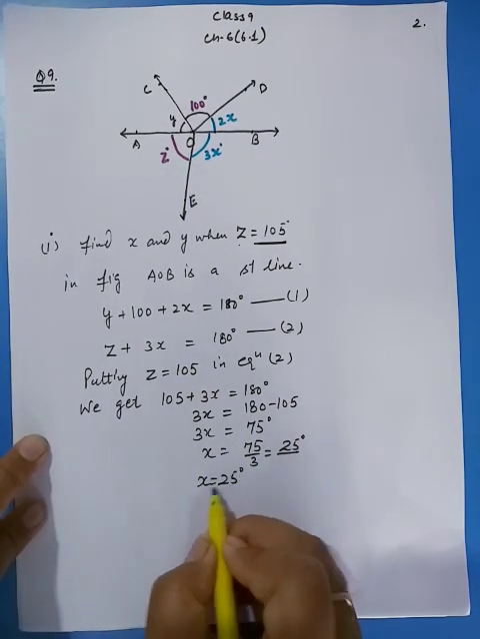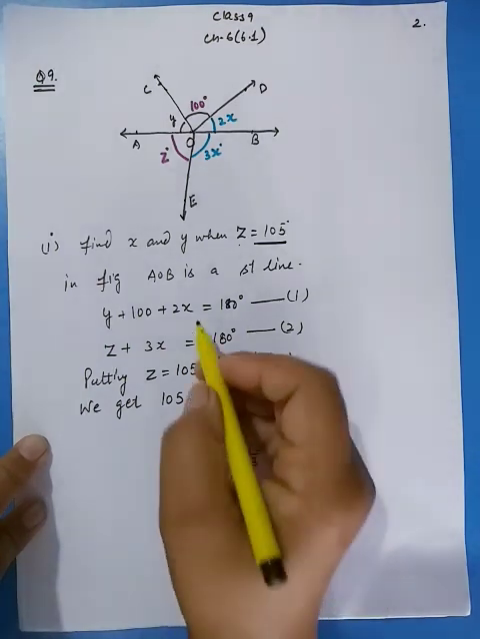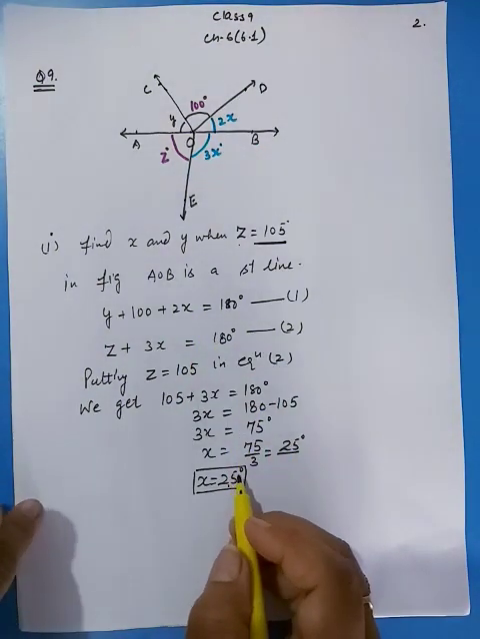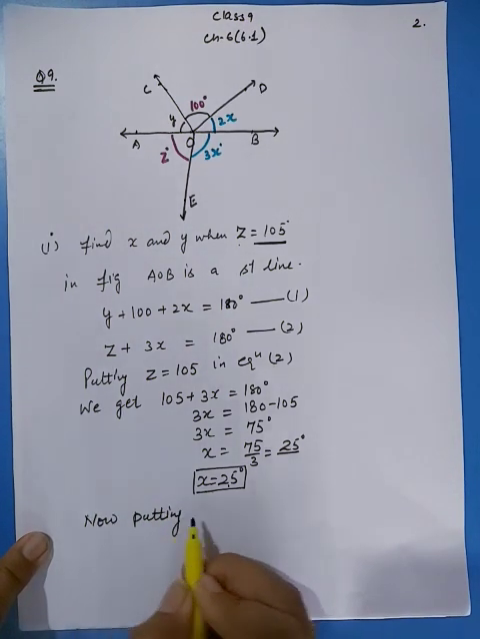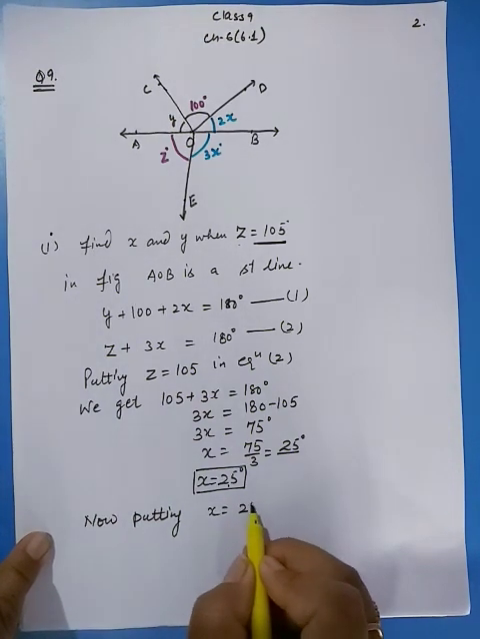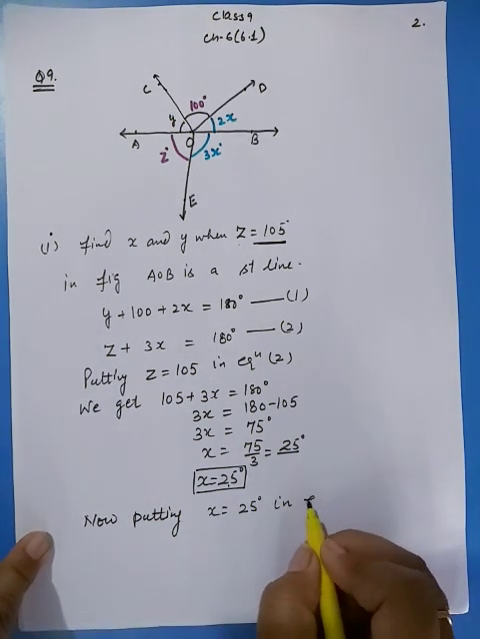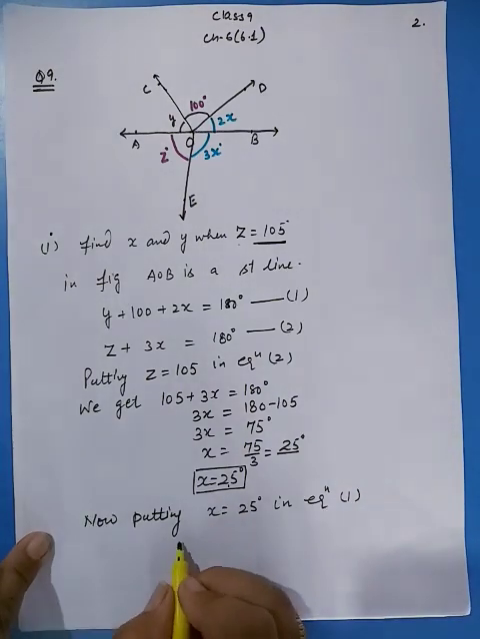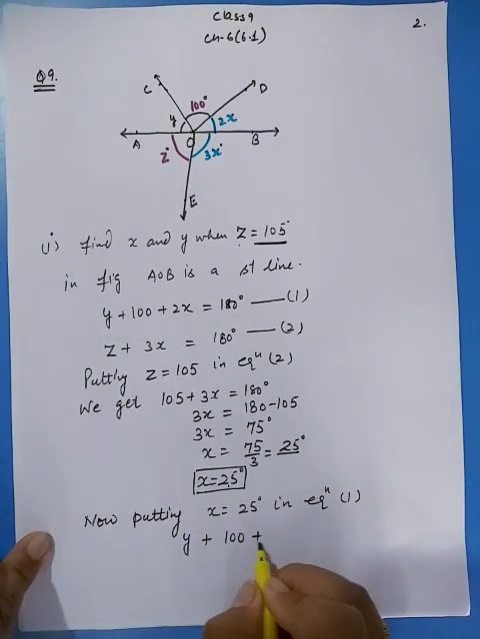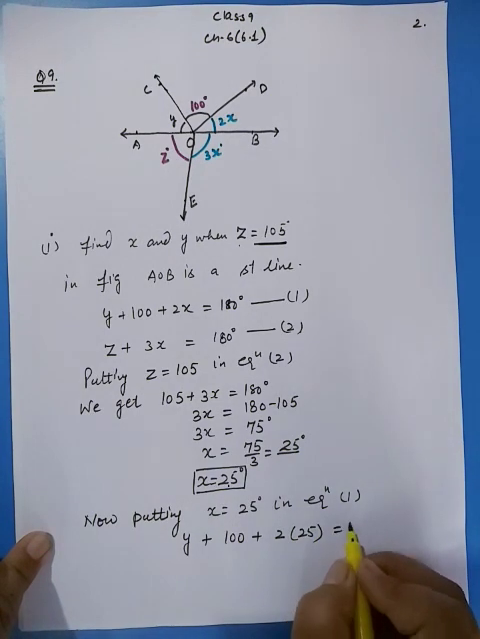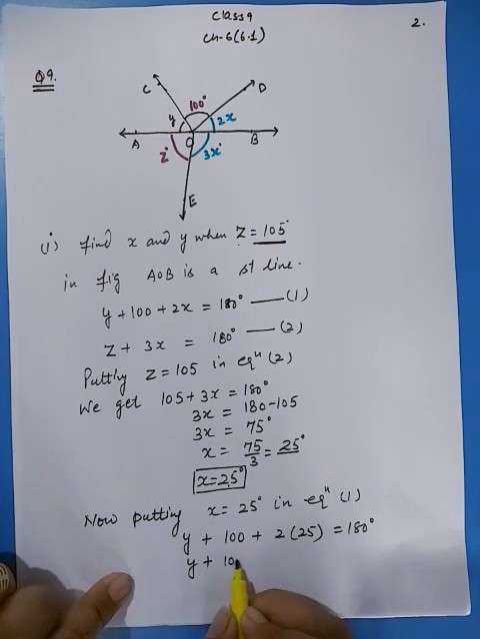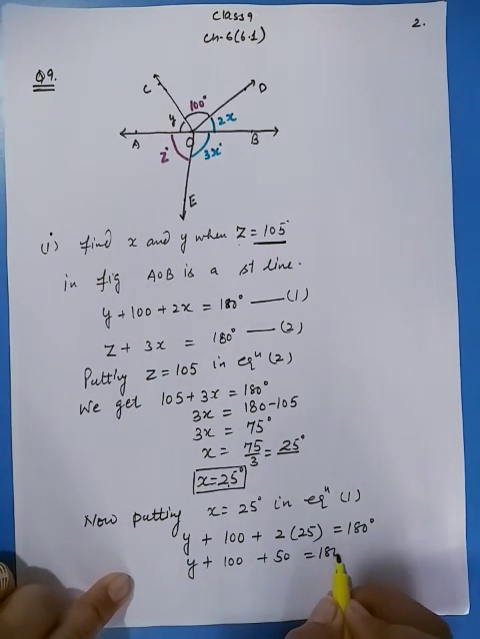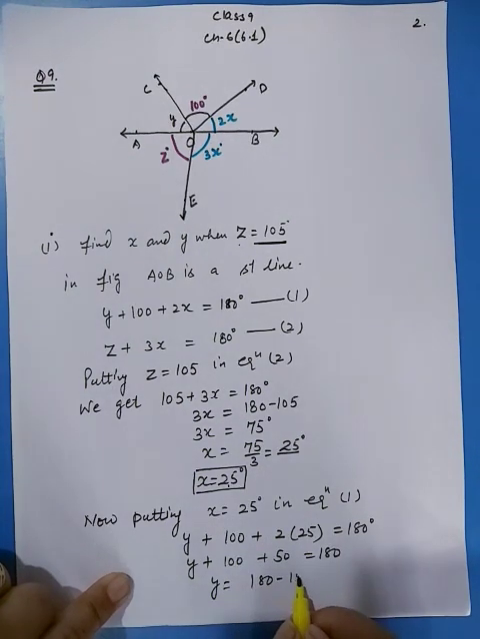Now we have the value of x. So we can put this value in equation 1 to find the value of y. Putting x is equal to 25 degrees in equation 1, we get y plus 100 plus 2 into 25 is equal to 180, and y plus 100 plus 50 is equal to 180. y will be 180 minus 150, and y will be 30 degrees.